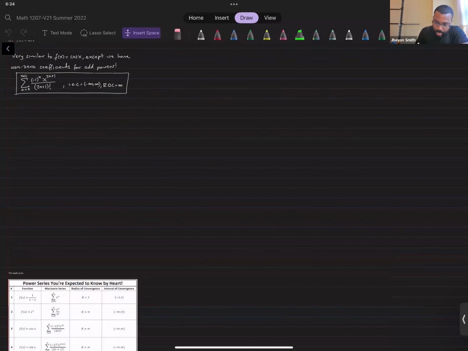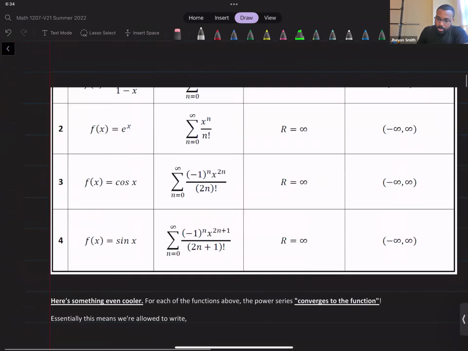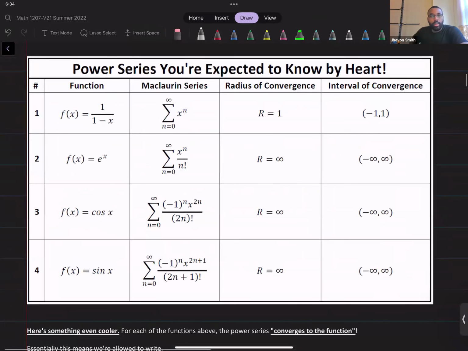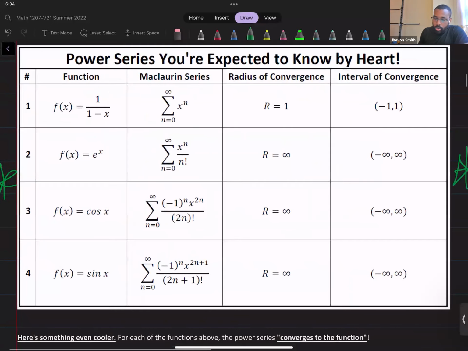Now here is an important thing. This leads to the following table. These, I actually expect you to know by heart. These are some power series for some very common functions. For 1 over 1 minus x, the Maclaurin series is x to the n. By the way, we used the geometric series to derive the first formula, but if you went through the process that I just told you and found derivatives and plugged in x equals 0, you'd realize that you'd actually get the same things, right?